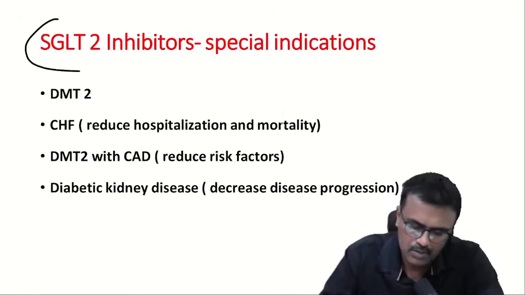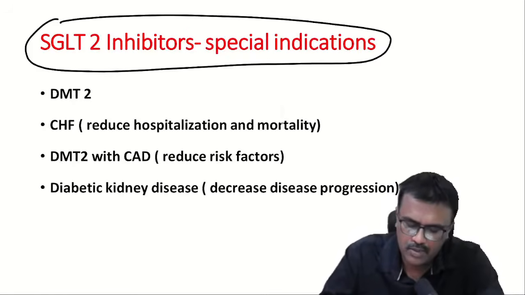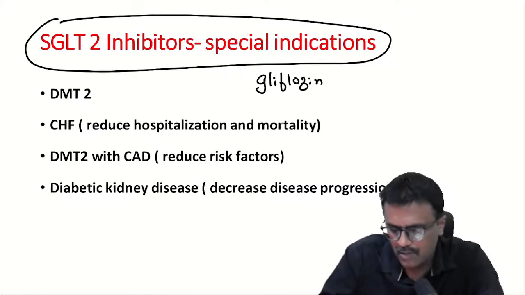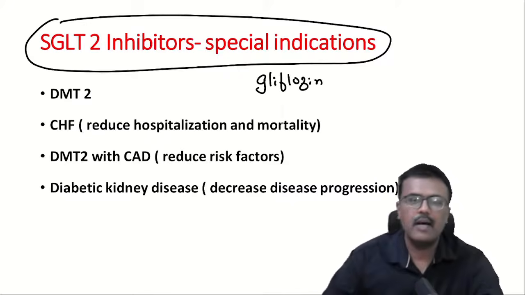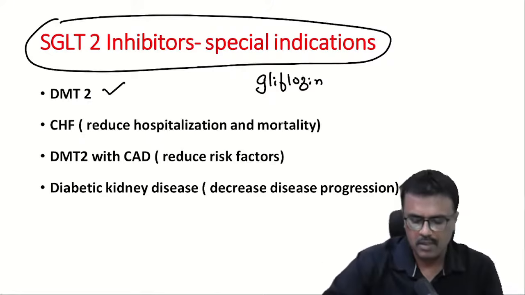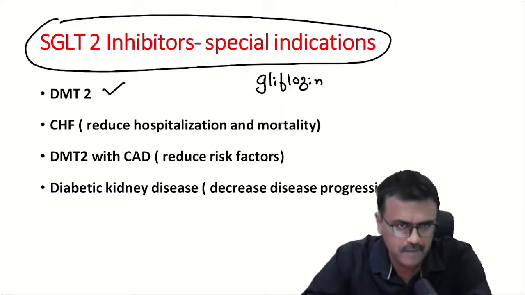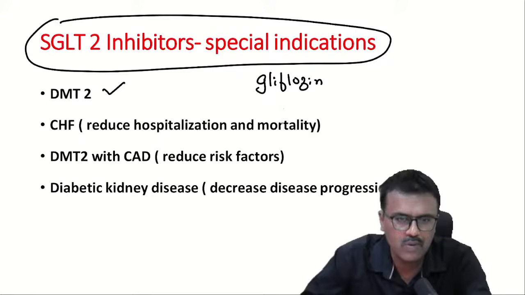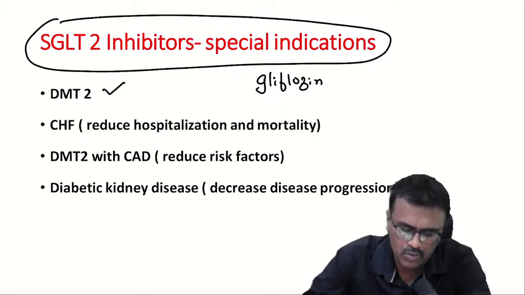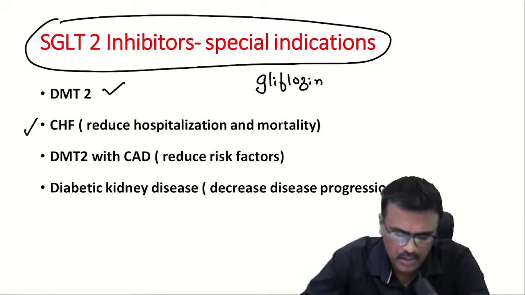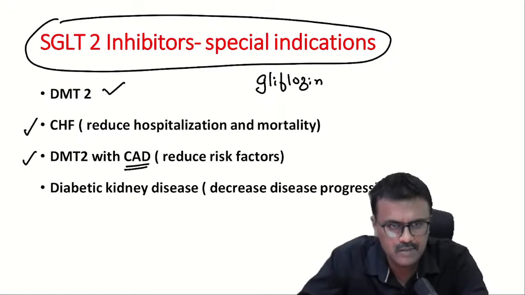Now this is very, very important. SGLT2 inhibitors, the gliflozins. Day by day, the gliflozins are having a wide spectrum of uses. Earlier when they were discovered, they were beautiful drugs for diabetes. But later, when we did more and more trials, they were shown to be beneficial in CHF, reducing mortality. And also they were shown to reduce the risk for coronary artery disease.